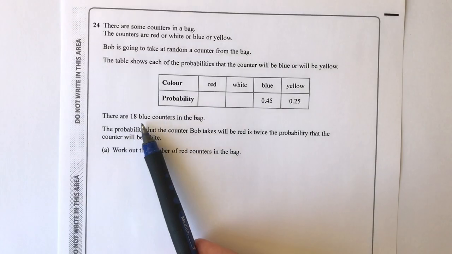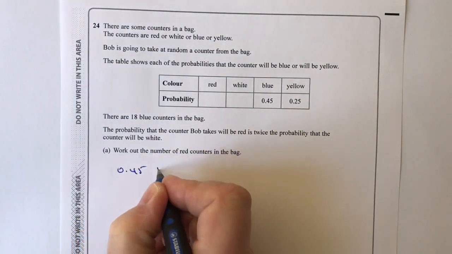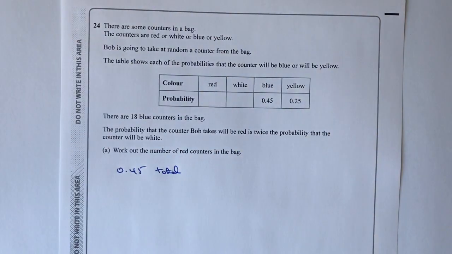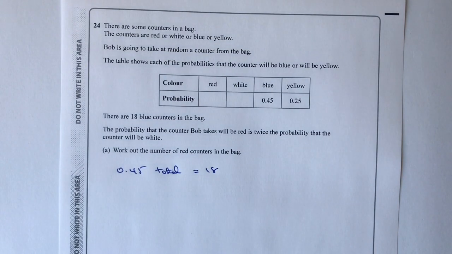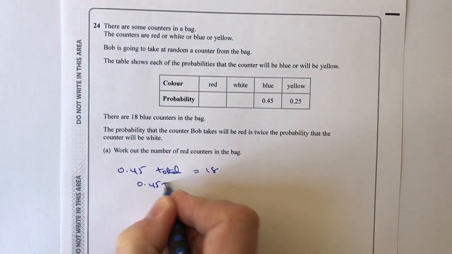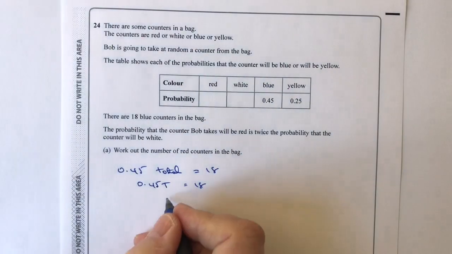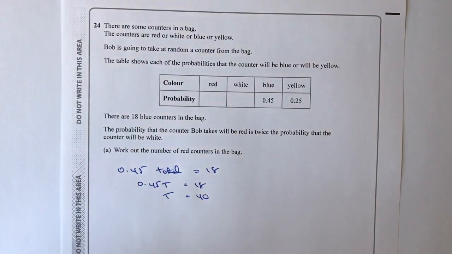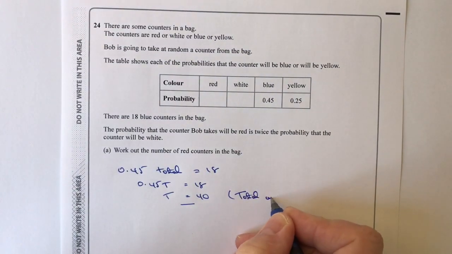There's 18 blue counters in the bag, and that's a probability of 0.45. So what it means is that 0.45 of the total, if you like, 45% of the total amount of counters is going to equal 18. Just to put that into a bit more of an algebraic form, I could write that as 0.45t equals 18. If I then divide through by 0.45, I get t, which remember is total, is equal to 40. So what I know now is that there are 40 total counters in the bag.